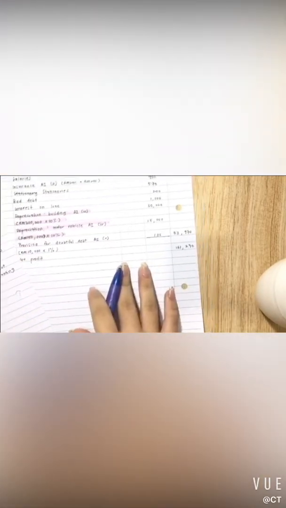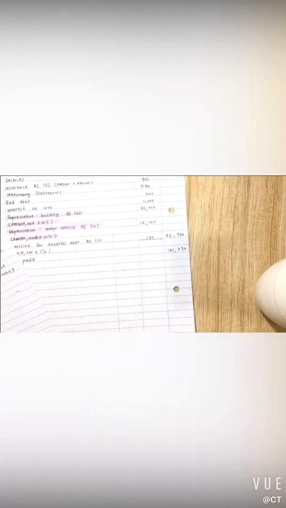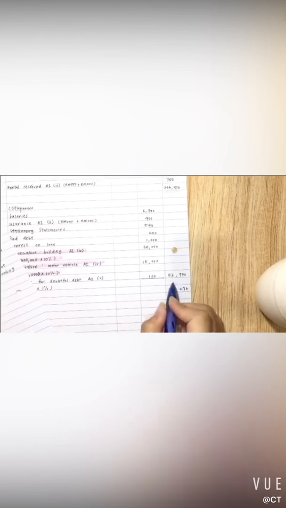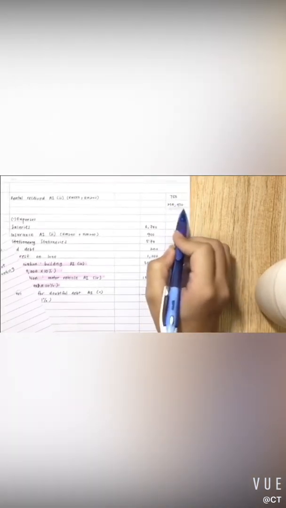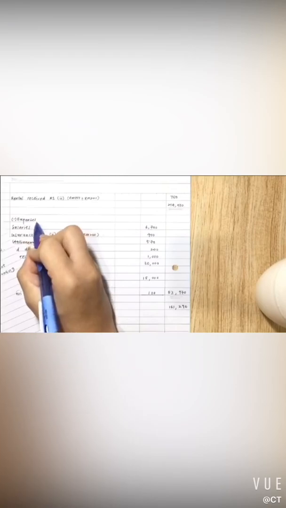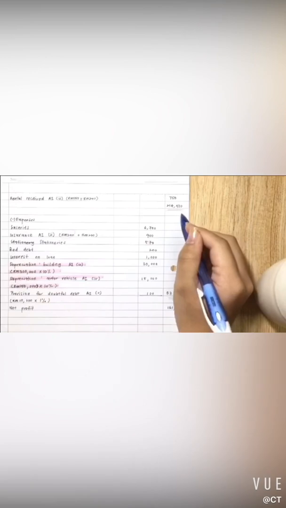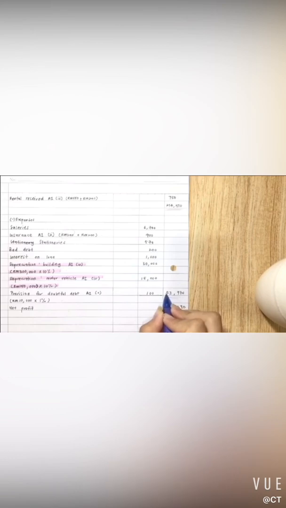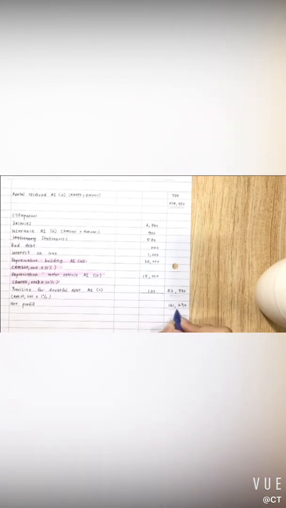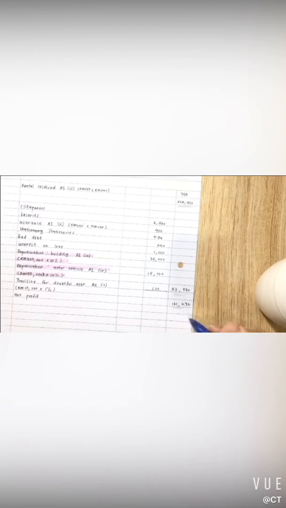And then we go to the net profit. Before we get our net profit, we have to add all of this, and then we got 53,970. From up here, we have to minus expenses. So we minus this number, then we have net profit. So that's how it is.